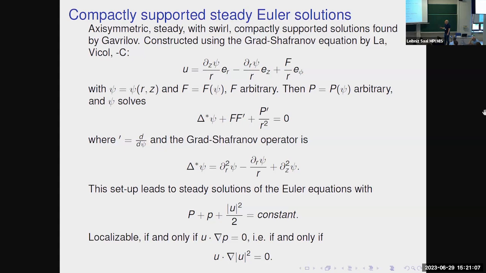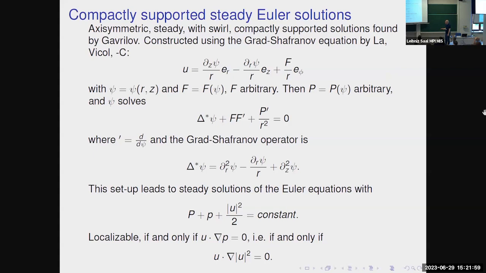There is a swirl. And they obey some ODE that allows them to be compactly supported. So we reconstructed them after Gavrilov, understanding them from the point of view that is, I think, the correct point of view for the axisymmetric situations, which is in terms of the Grad-Shafranov operator. Because if you are in this situation, the Grad-Shafranov, if you are not even steady, but if you are axisymmetric, the Grad-Shafranov operator is intimately related to the azimuthal component of your vorticity. So it appears naturally.